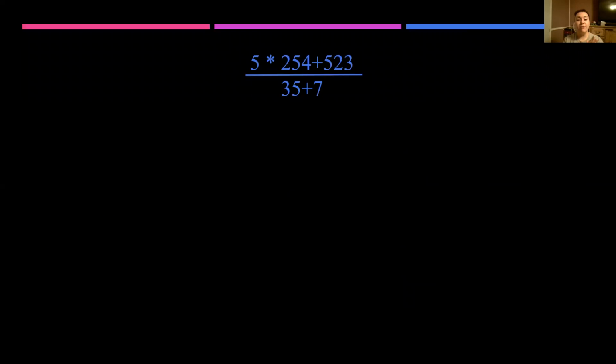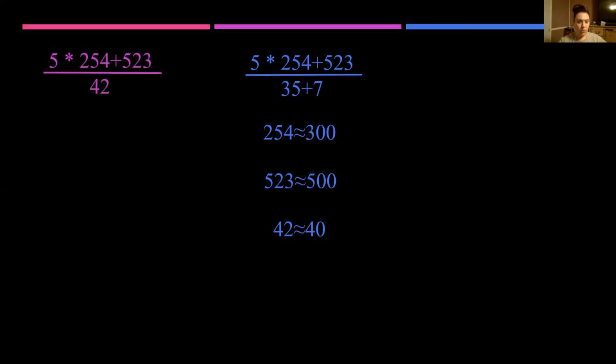Okay, so now we have 5 times 254 plus 523 over 35 plus 7. So now we're going to round. 254 is approximately 300. Okay, so that kind of messed up there for a second. Okay, so 5 times 254 plus 523 over 42.